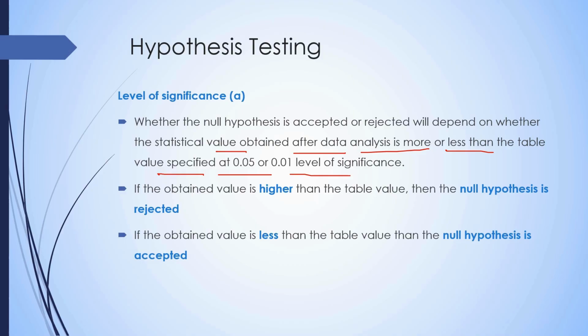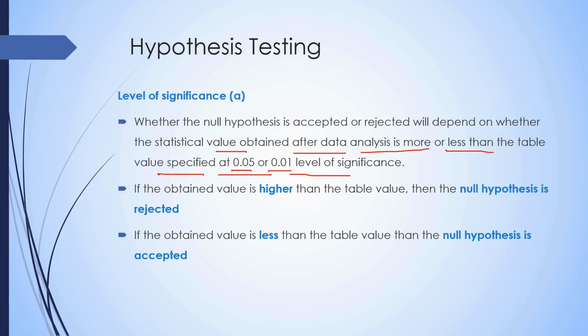For every statistical technique that you are using, there would be a table at the end of the textbook where you will find certain values, the critical values. So you have to compare your calculated value with the critical value to know whether to accept the null hypothesis or reject the null hypothesis. When you are checking out the table value, you will have two types of table values, one at 0.05 level of confidence and one at 0.01 level of confidence. There could be some at 0.005 and 0.001 also.